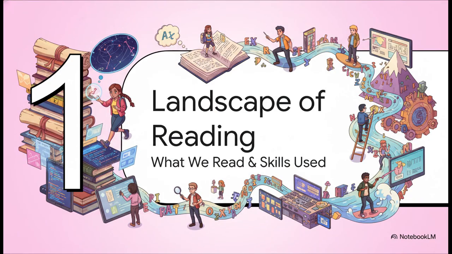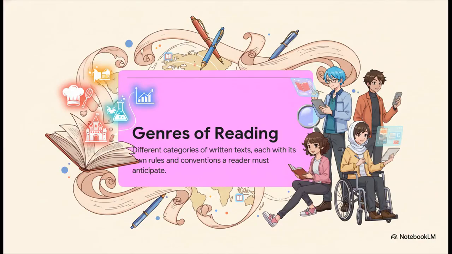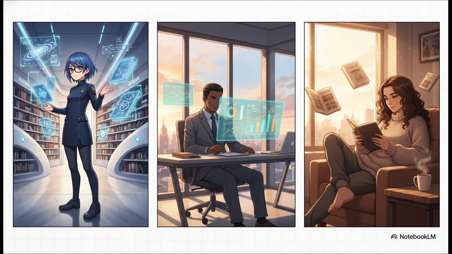First things first, before you can even think about assessing reading, you've got to understand the huge world of written stuff out there and all the different skills we use to make sense of it. Right, so every text you read belongs to a genre, or các thể loại đọc, and all that means is a category of writing. Think about it. A recipe just doesn't look or feel the same as a novel, right? Each one has its own set of rules, and as readers, we kind of know what to expect, which helps us understand it faster.